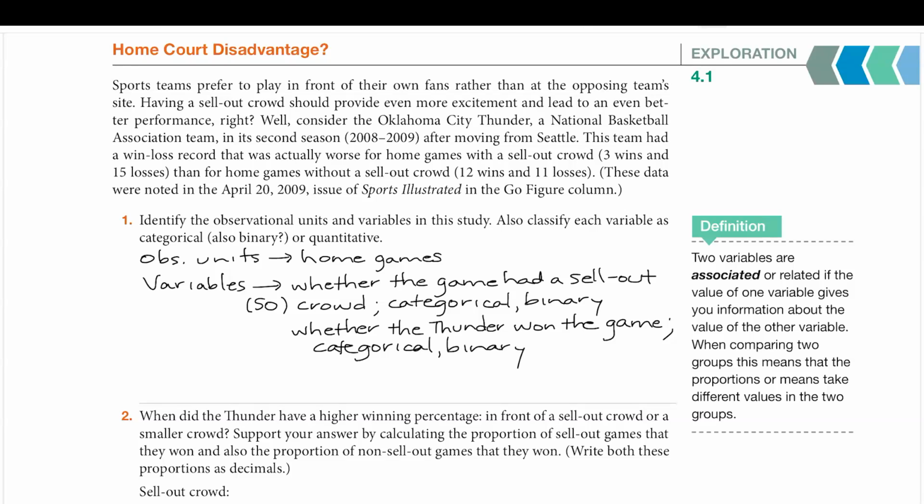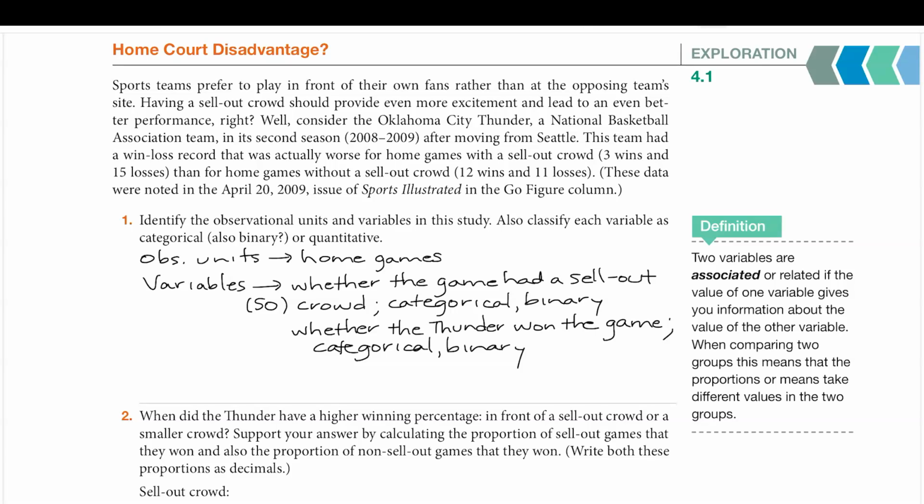In Chapter 4, we look at situations where we have two variables that we look at at the same time. So in Exploration 4.1, we have this situation where normally in sports we talk about a home court advantage, where a team tends to have a better record on their home court, or home stadium, than they do otherwise.